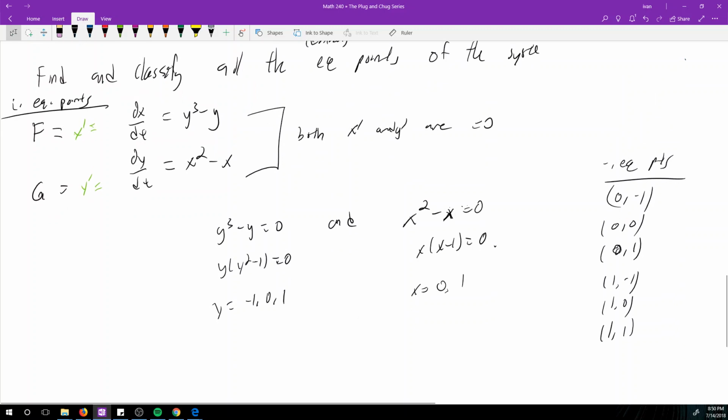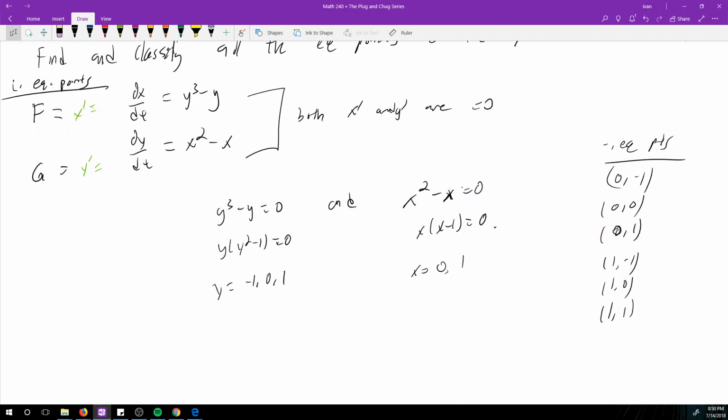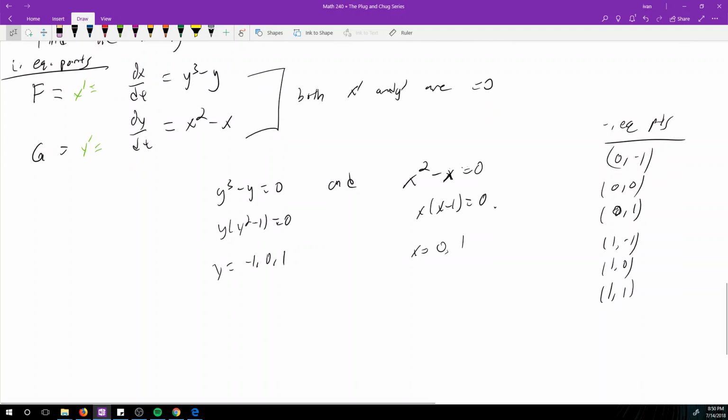Because we have to classify these guys, right? So we've done the find part. We need to classify them now. And if you remember how we classified equilibrium points for linear systems, we had some kind of matrix. And right now, there are no matrices to be seen. So in order to classify the equilibrium points, I've got to find a Jacobian matrix.